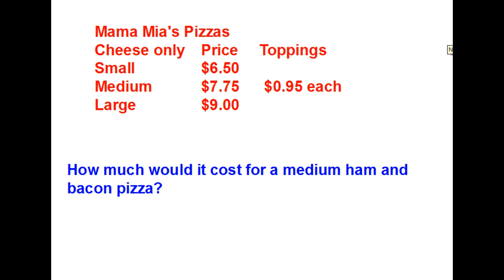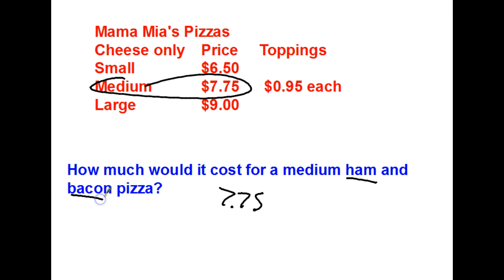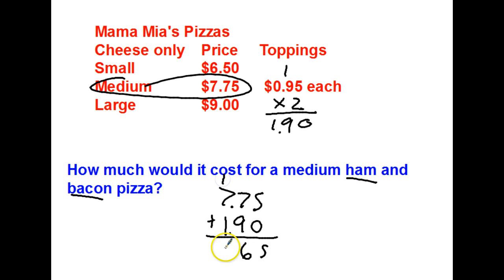Mama Mia's Pizza. This time we're getting a medium. So that's $7.75. And we're getting ham and bacon. So that's 2 toppings. So add $1.90 onto $7.75. $9.65.